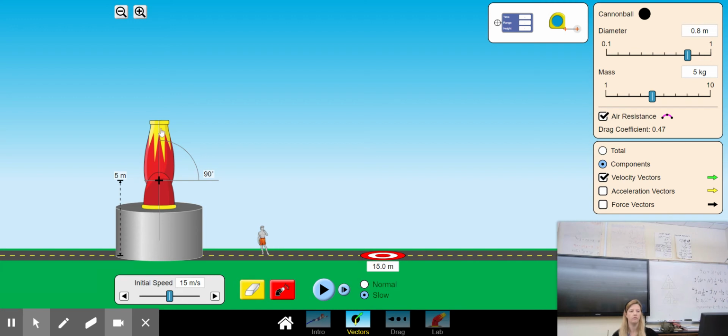Okay, so now let's see what happens when we launch it straight to the side. So again, these velocity vectors are on here. So we're going to see the arrows telling us whether there's any velocity horizontally, which is side to side, or up and down, which is vertical. So let's see what happens when we launch this horizontally.